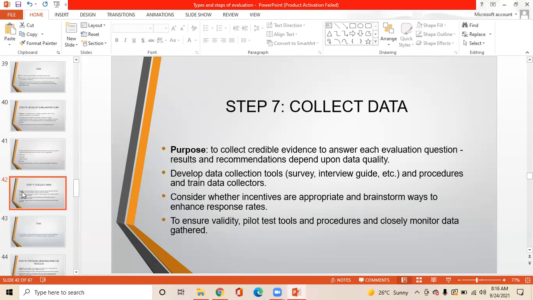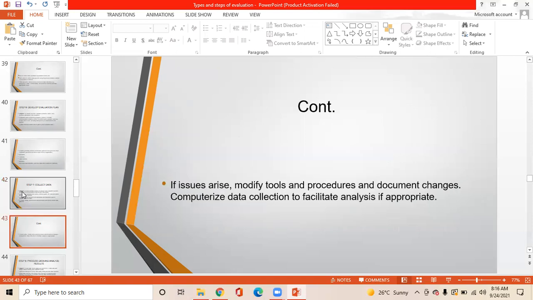Seventh step is to collect data. Purpose is to collect credible evidence to answer each evaluation question; results and recommendations depend upon data quality. Develop data collection tools, survey, interview guide, etc., and procedures, and train data collectors. Consider whether incentives are appropriate and brainstorm ways to enhance response rates. To ensure validity, pilot test tools and procedures and closely monitor data gathered. If issues arise, modify tools and procedures and document changes. Computerize data collection to facilitate analysis if appropriate.